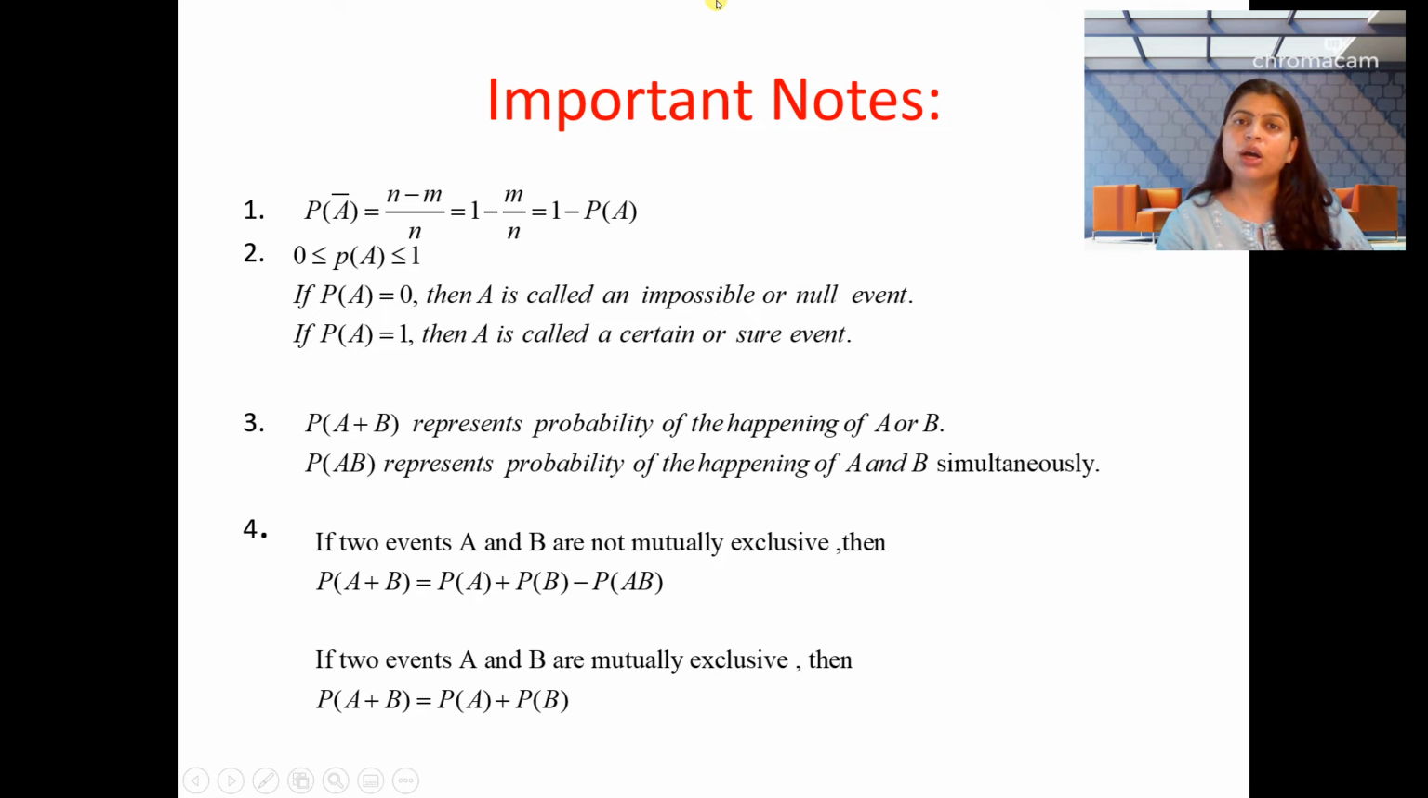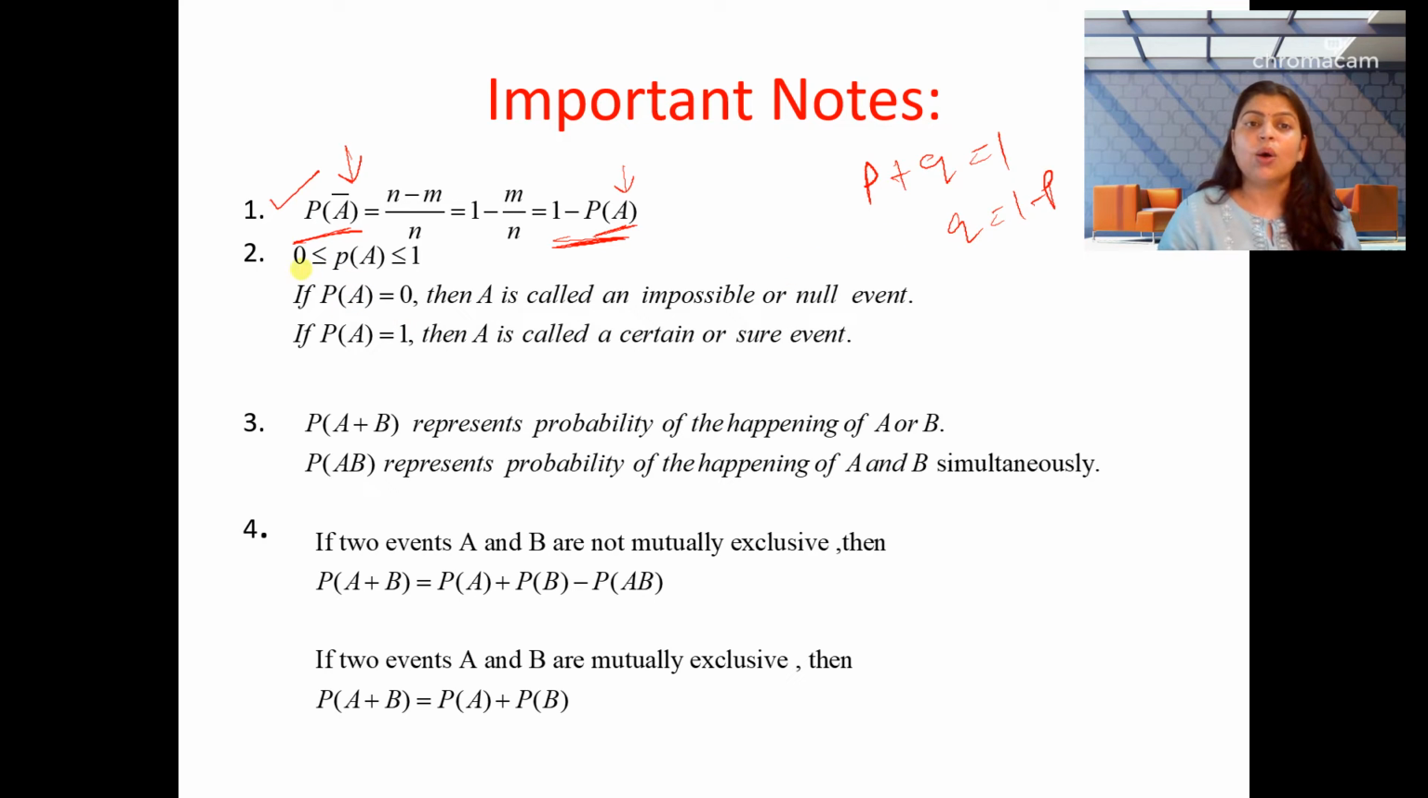Now we have a few important notes, important points. You should keep all these 4 points in mind. The first point is the probability of A bar. A bar represents the not happening of A. If P(A) represents the probability of happening of A, then A bar represents not happening of A, and that would be 1 minus P(A). You have already studied probability theory in your 12th standard. If you remember, we used to write P plus Q equals 1 and Q equals 1 minus P. That is the same thing.